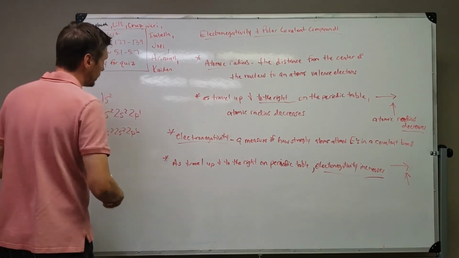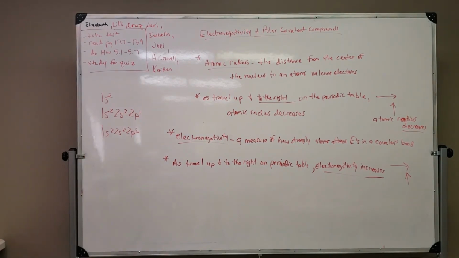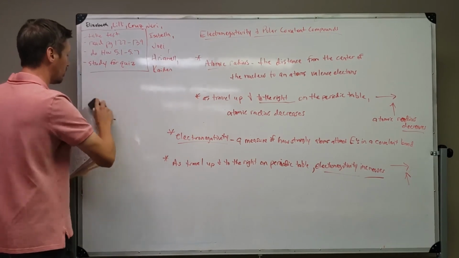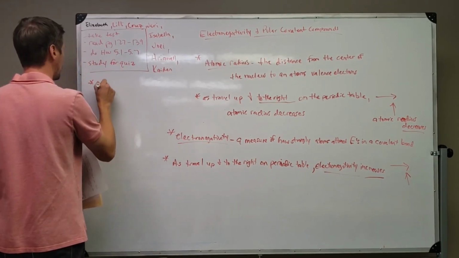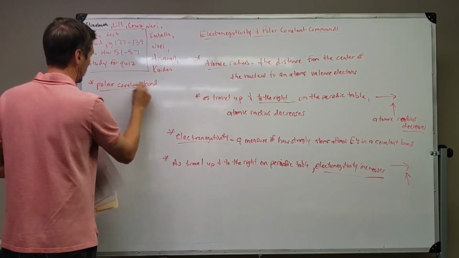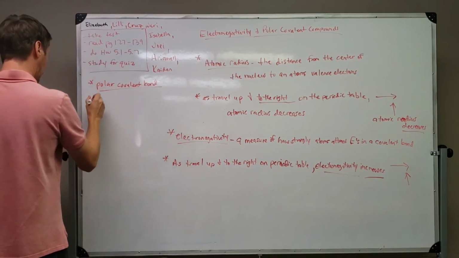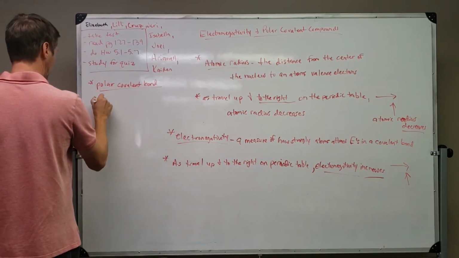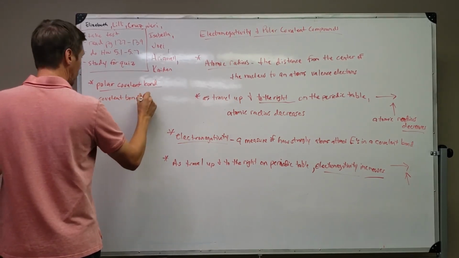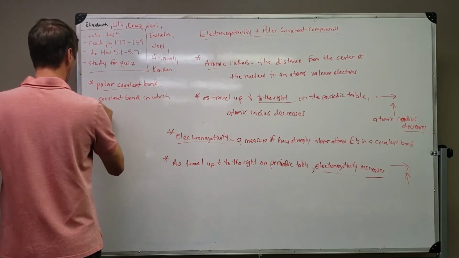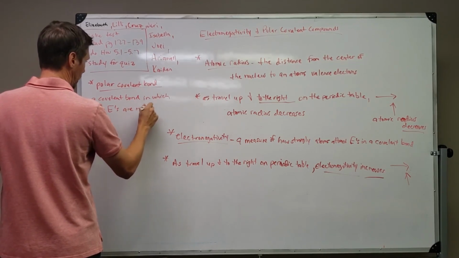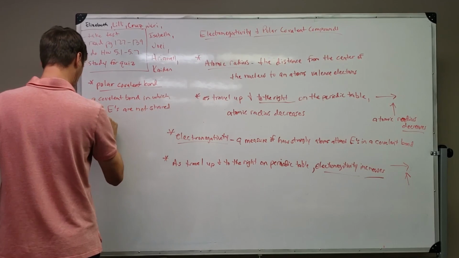And the reason why we needed to define that is because we wanted to understand the definition of what we refer to as a polar covalent bond. And so that's the last definition I'll give you, a polar covalent bond. In a polar covalent bond, this is a covalent bond in which the electrons, the e's, are not shared equally.